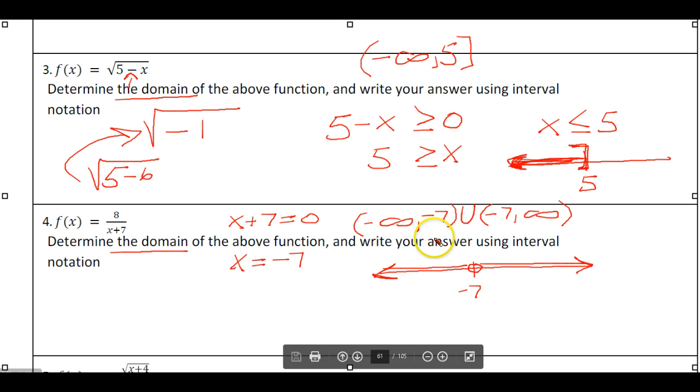And I see another little error. They forgot the negative signs in the answer key. All right, let's go on to our next one.